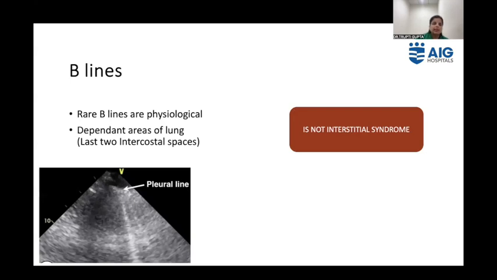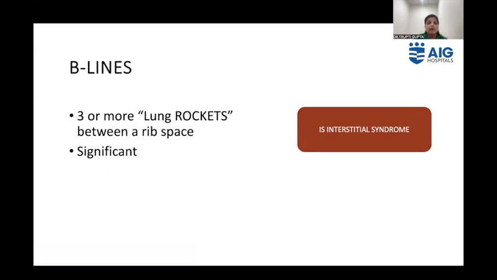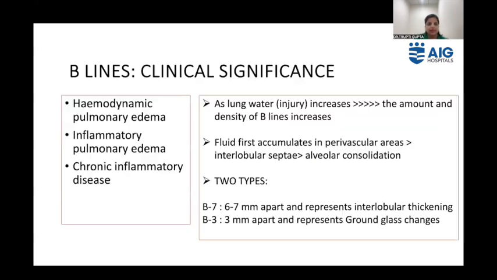There are some conditions where, physiologically, we may have rare B lines, like 1 or 2 B lines. These are usually seen in the dependent area of the lung, that is the last two intercostal spaces. This is not interstitial syndrome. We should understand this. But when we have 3 or more B lines, that is lung rockets, between one single rib space, the patient has interstitial syndrome, and this is a very significant finding.